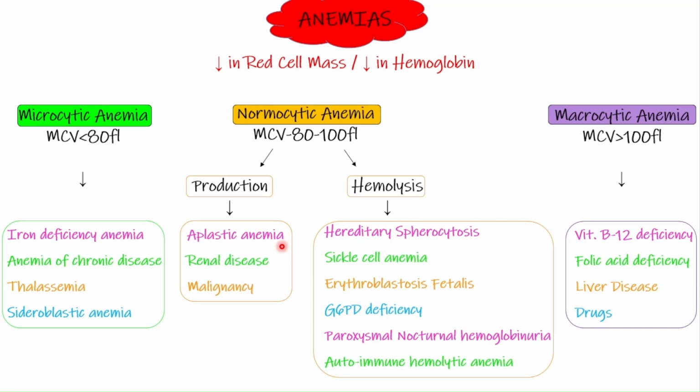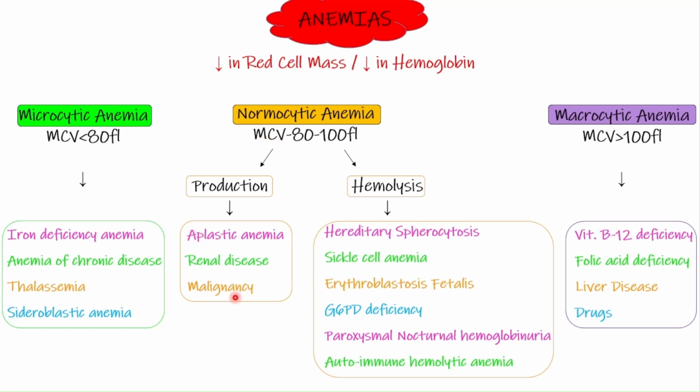Then we have renal disease. In renal disease, the RBCs will not be produced in the normal quantity because the kidneys have to produce erythropoietin, and erythropoietin facilitates the process of erythropoiesis. So in the case of renal disease, because of the low erythropoietin levels, there is anemia, and that anemia is normocytic in picture with the MCV 80 to 100.